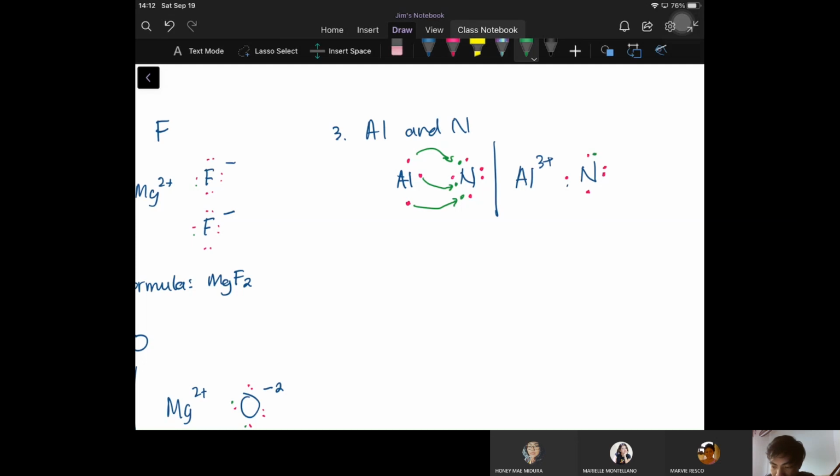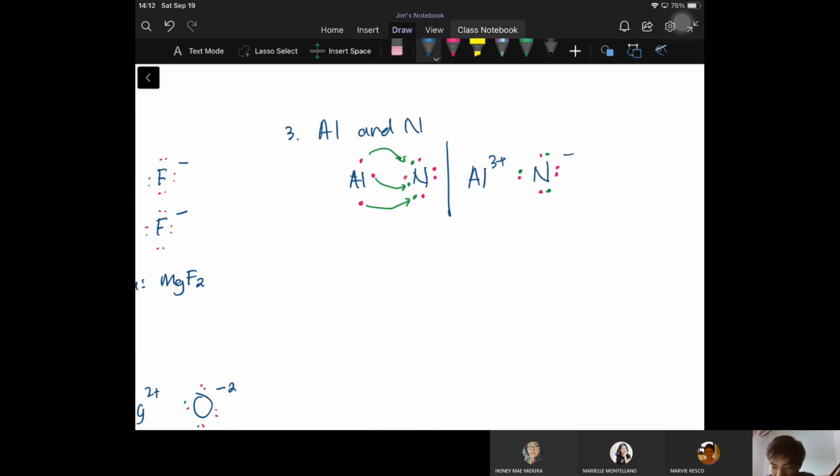So pag sa quiz naman, hindi naman ganito, no? Ang gusto ko lang i-strengthen yung idea dito is yung pagbigay ng ions na para alam nyo. So ano yung formula? AlN. So, similarly, ito rin yung reason bakit tayo nagre-reduce, no?